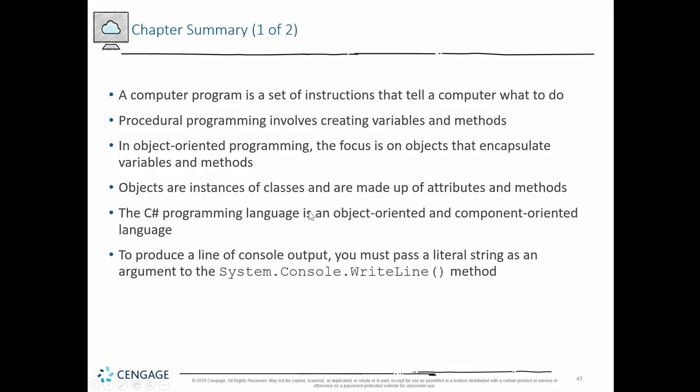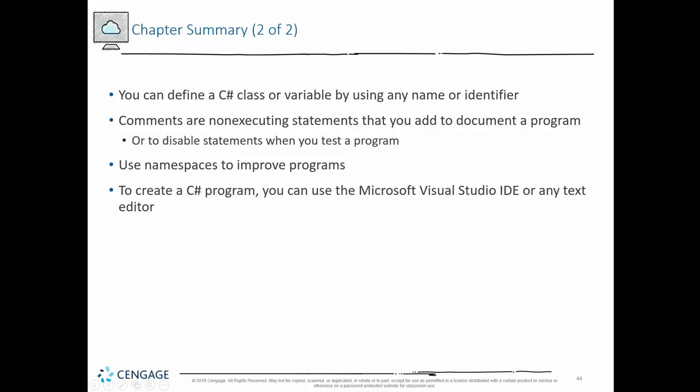So, we've reached the end of Chapter 1. We learned that a computer program is a set of instructions that tell the computer what to do. We learned about the older type of programming, which was procedural, and the newer type, which is object-oriented, and object-oriented, again, is just an extension of procedural programming. We learned that objects are instances of classes, and classes are blueprints. We learned that C# is an object-oriented language. We learned what the System.Console.WriteLine method does. We learned a little bit about variables, which are named memory locations, and identifiers, which is how you name your own variables and your own methods, etc.